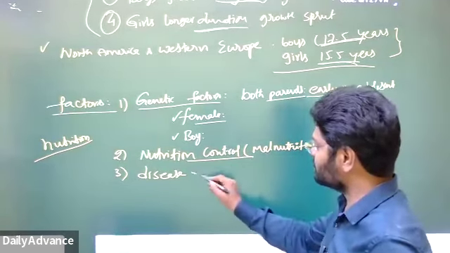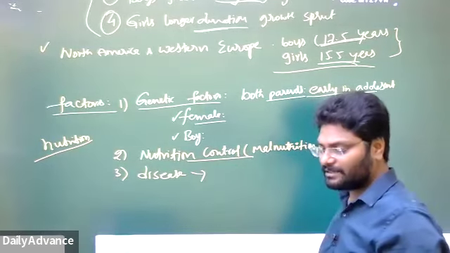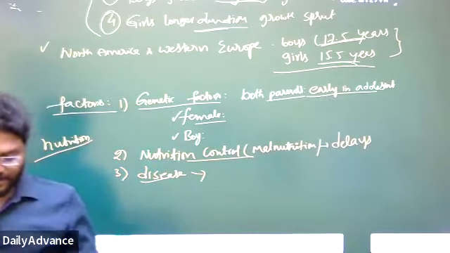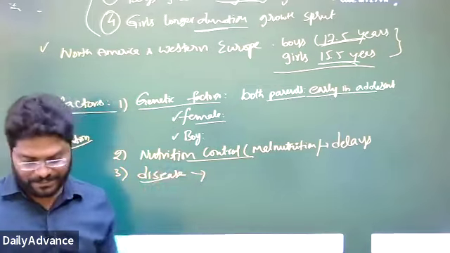So growth inhibiting diseases are there. In that condition, they have to first go through the disease and recovery period. In that recovery and disease period there is so much of a gap, so they will be delayed compared to a normal individual. That you should remember. So disease also plays a key role.